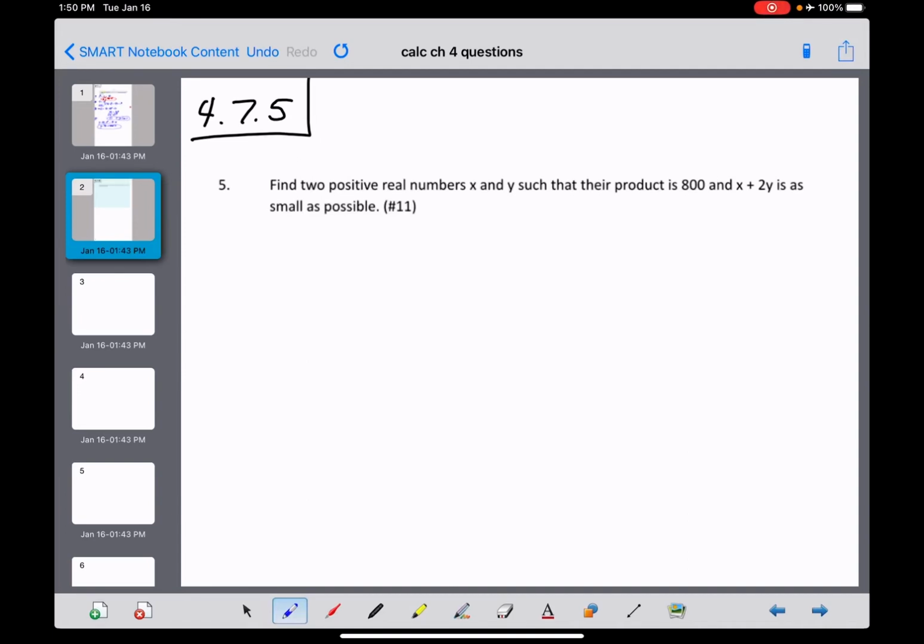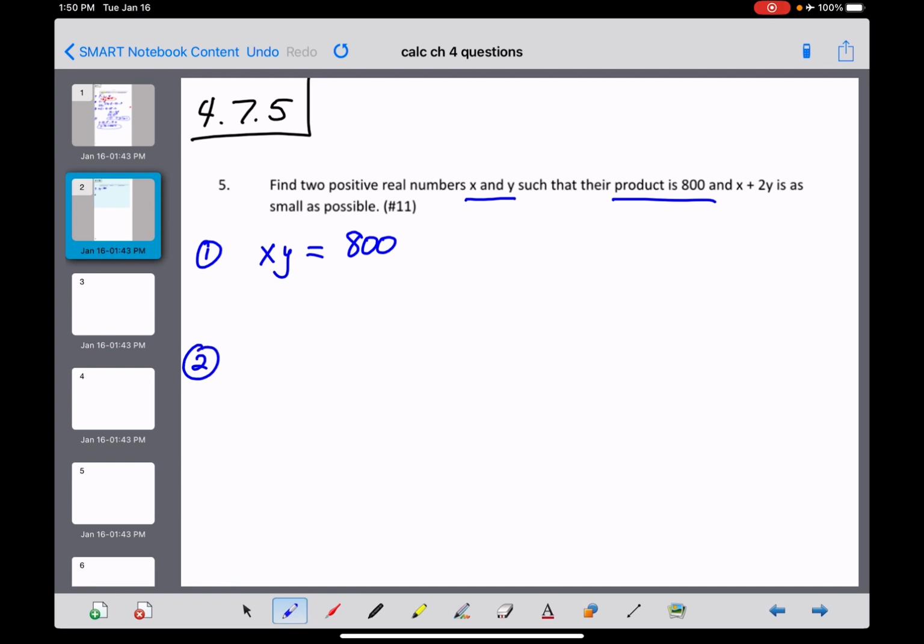Okay, in number 5, we're looking for two positive real numbers, x and y. Look at that, they even told you what variables to use there, x and y, such that their product is 800, and we want to get the expression x plus 2y to have as small a value as possible. So they told us right here that these two numbers need a product of 800, so x times y must equal 800, and that's our parameter then.